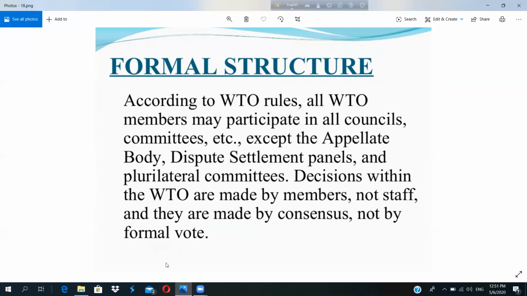Formal structure. According to WTO rules, all WTO members may participate in all councils and committees, except the appellate body and dispute settlement panels. Decisions in the WTO are made by members, not by the staff, and they are made by consensus, not by the board. So the decisions or agreements or rules are made by the member countries, not by the staff, and they are made by consensus, not by the board.